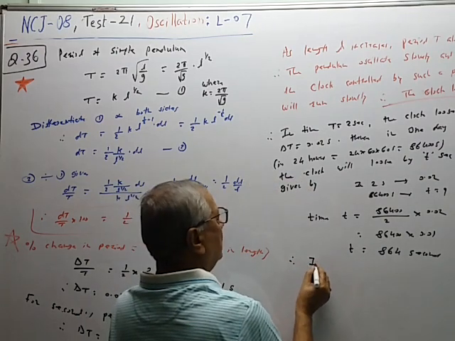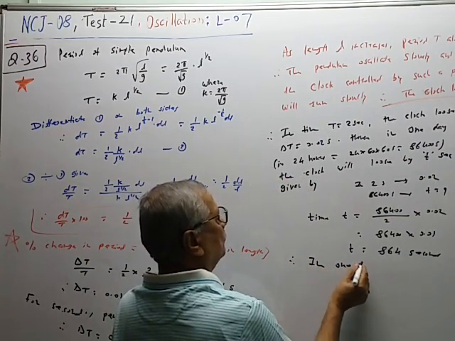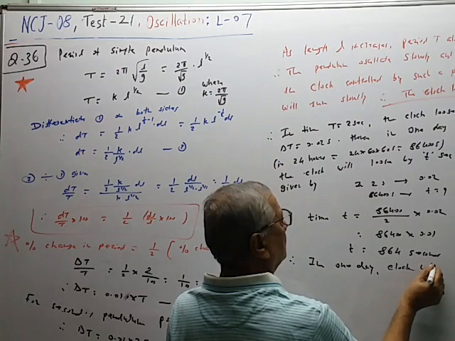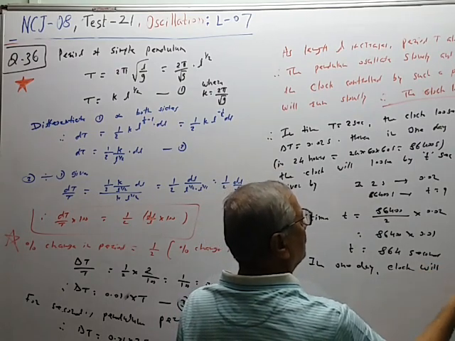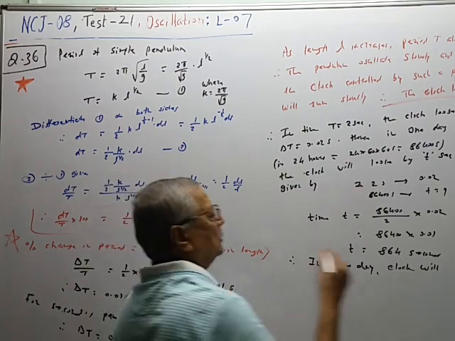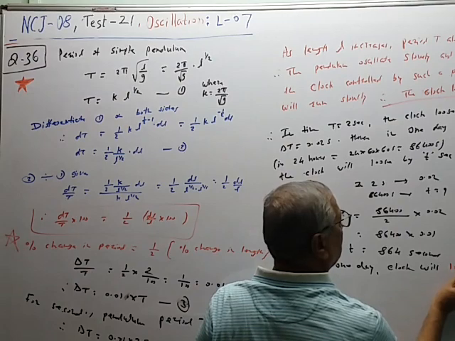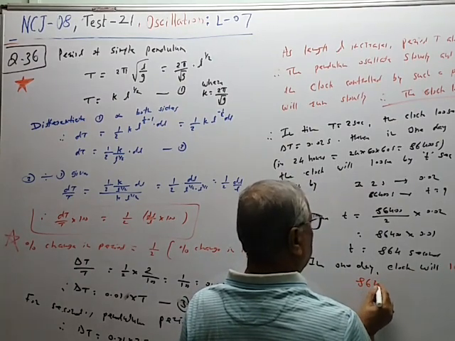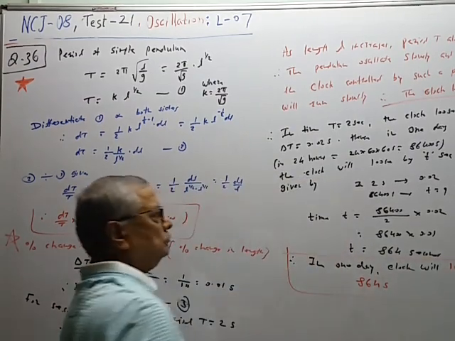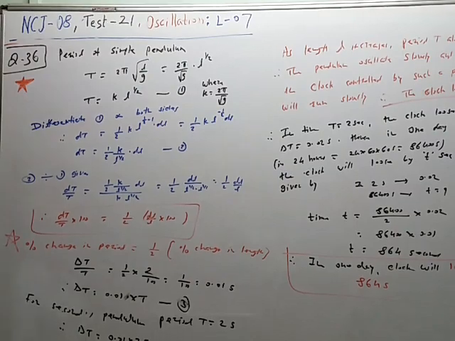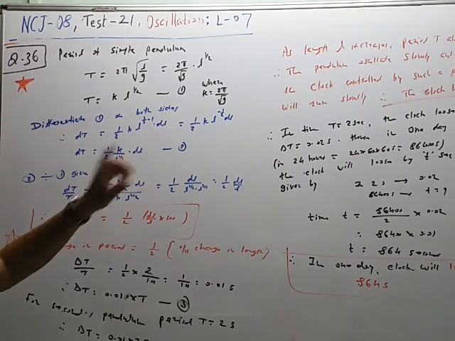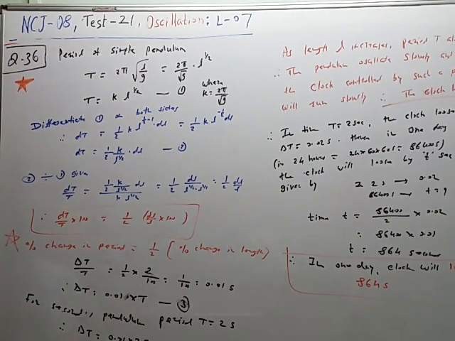Therefore, in one complete day, the clock will lose by 864 seconds. This is the correct answer. So when the length increases, the pendulum becomes slow, therefore the clock regulated by such a pendulum will also run slowly, therefore the clock will lose.